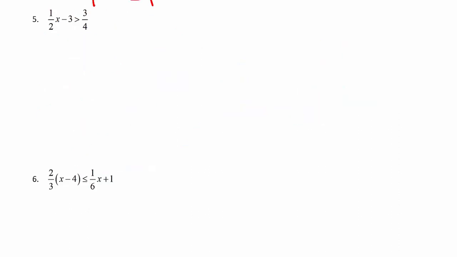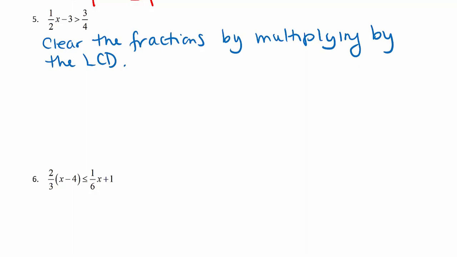Now, just like our equations can have fractions, our inequalities can have fractions as well. And we're going to use the exact same strategy we learned a couple lessons ago. We're going to actually get rid of the fractions, or clear the fractions, by multiplying every term by the least common denominator. In this problem, I have denominators of 2 and 4, and so the LCD would be 4.